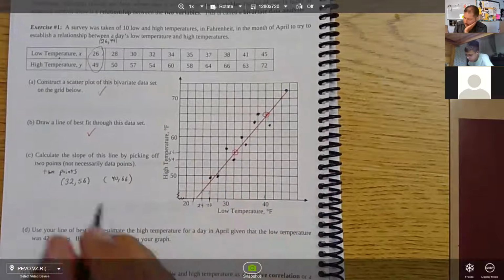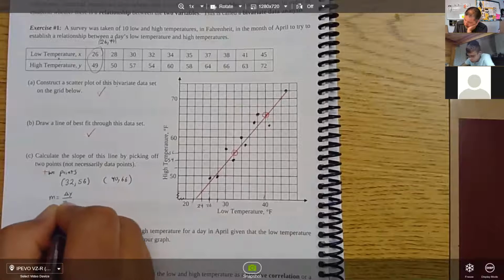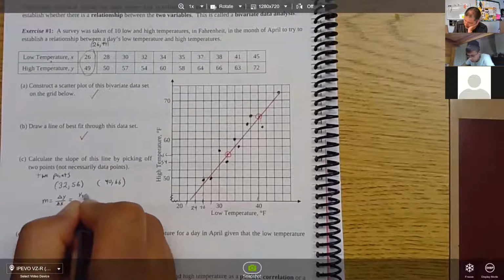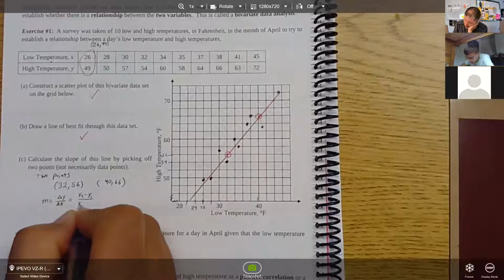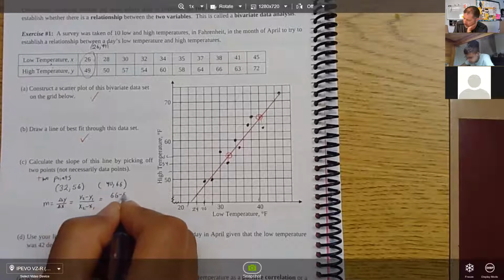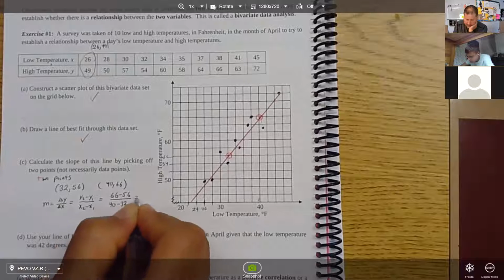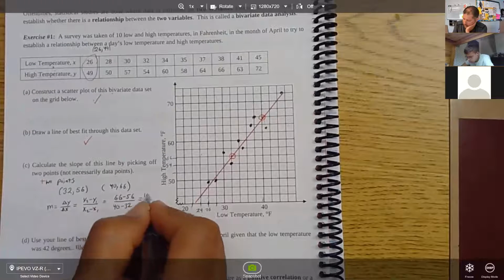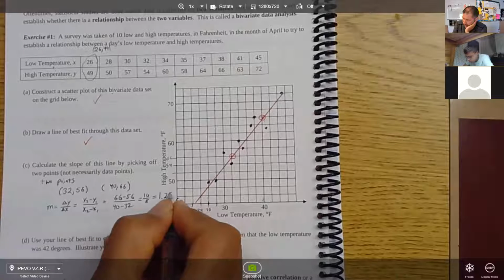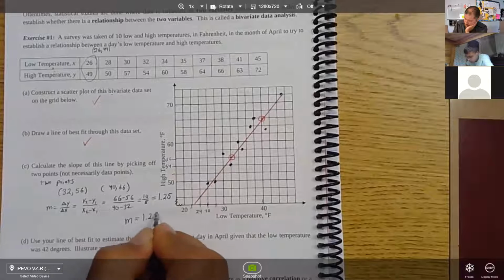So I found 2 points and I'm going to calculate the slope, which is the change of y over the change of x. And the way you calculate that is you do y2 minus y1 over x2 minus x1. The second y minus the first y, 66 minus 56. And the second x, 40 minus the first x, 32. And when you subtract those, you get 10 divided by 8. And when you simplify that, you get a slope of 1.25. Right? So the slope is 1.25. Check.